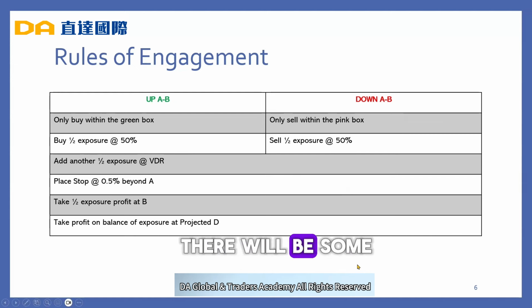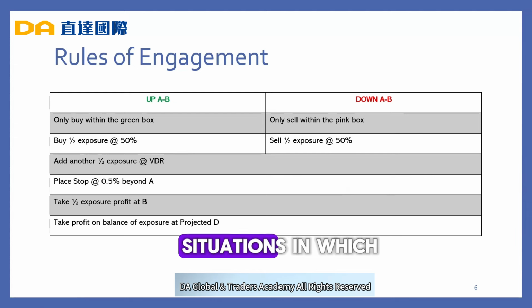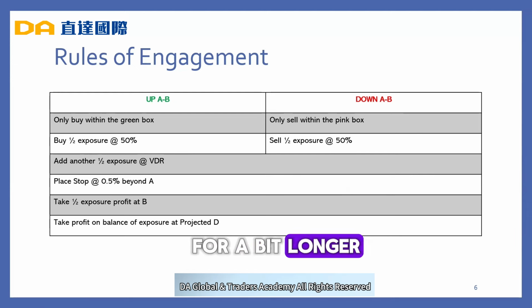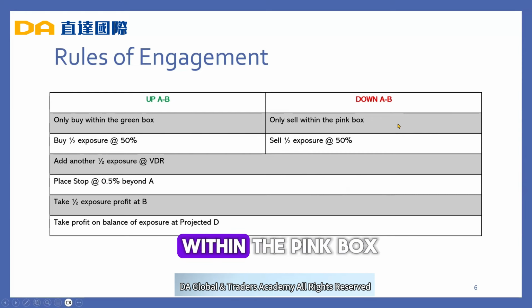Now, there will be some situations in which you want to hold the position for a bit longer, but again, let's talk about it when we come to it, okay? So for now, these are my basic rules of engagement. In the up AB, I will only buy within the green box. In the down AB, I will only sell within the pink box.